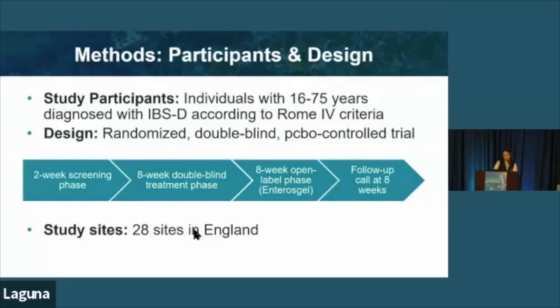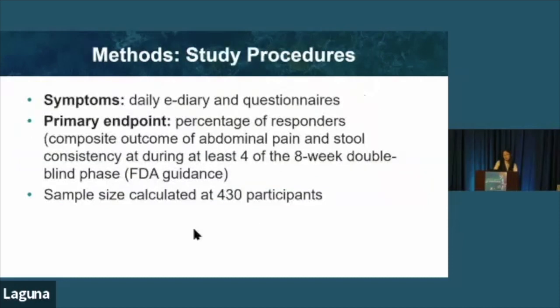And I just included a diagram that shows the general study flow for this trial. The study was conducted across 28 sites in England, and it was co-designed with both patient and public involvement, and also involved in-person and virtual study participation because it did start before the pandemic and carried on after the pandemic. So participants recorded their symptoms using daily e-diaries and questionnaires.